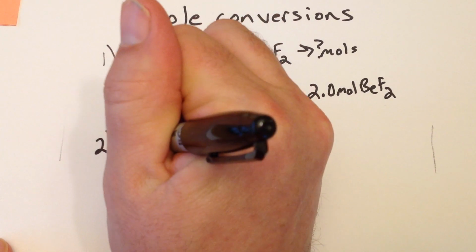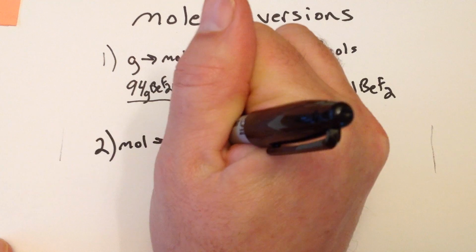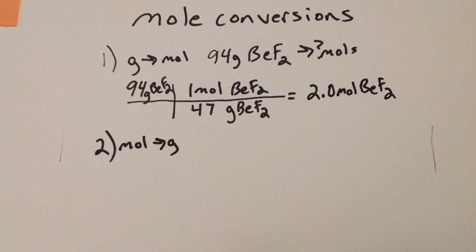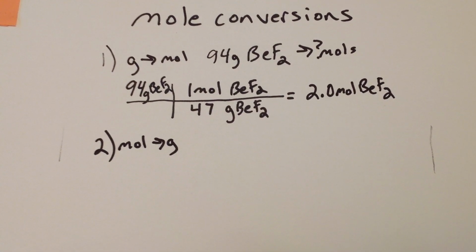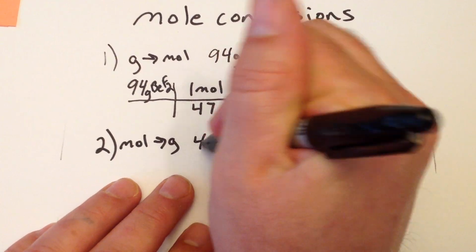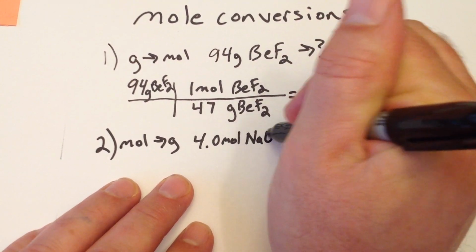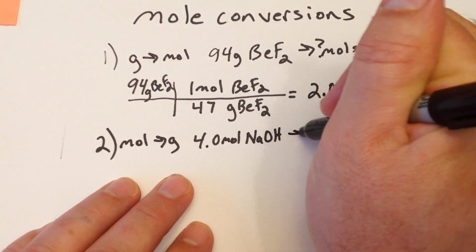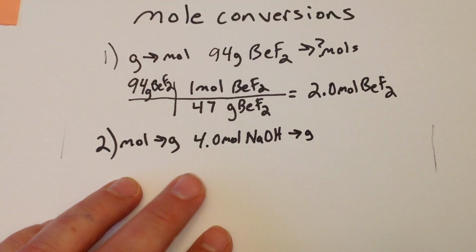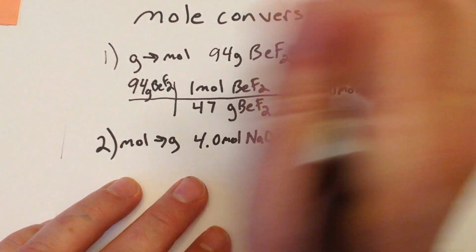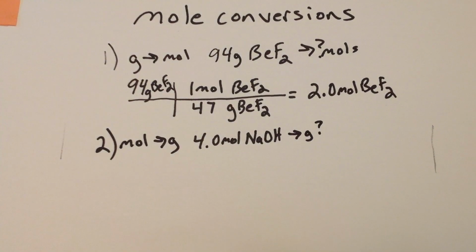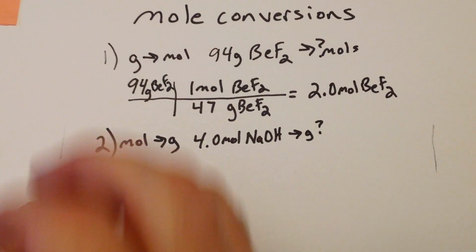What if we're going from moles to grams? So moles to grams. This time we'll try to convert 4 moles of sodium hydroxide, and we're going to go to grams. I should put a question mark there. So how many grams do you have in 4 moles of sodium hydroxide?